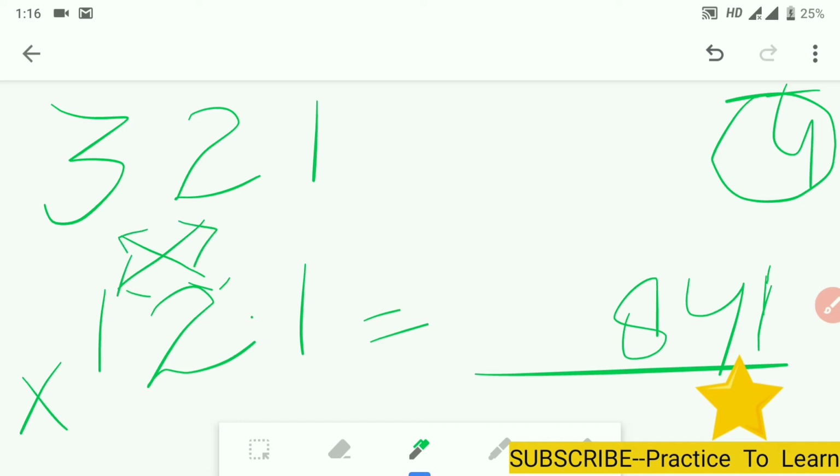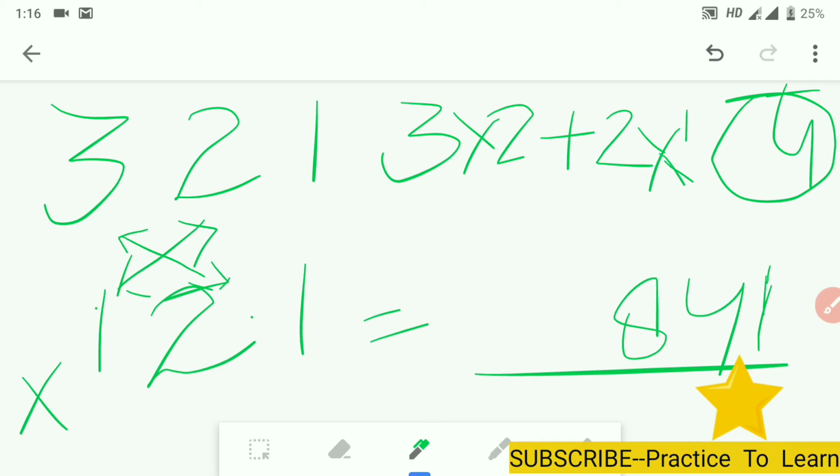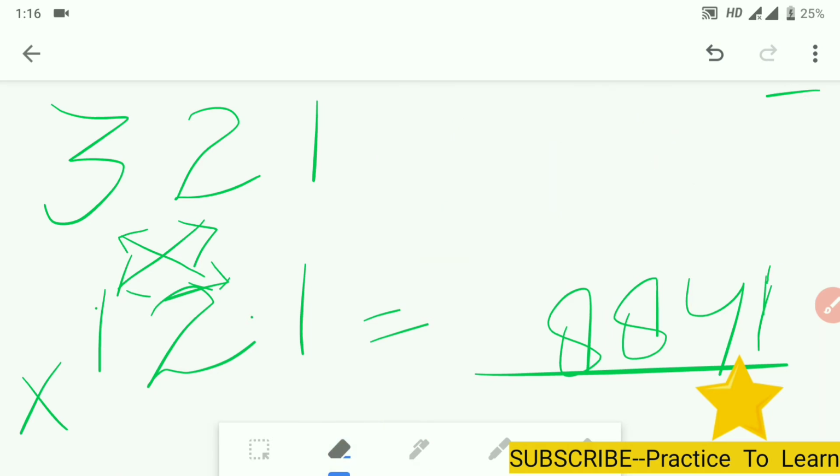Okay, and the number at the tens place with the number at the hundreds place. So the result would be 3 into 2, and we'll add that with 2 into 1. So we got 3 into 2 is equal to 6, plus 2 into 1 is equal to 2. The result would be 8. So I'll write 8 right here, and I'll be erasing this step number 4.